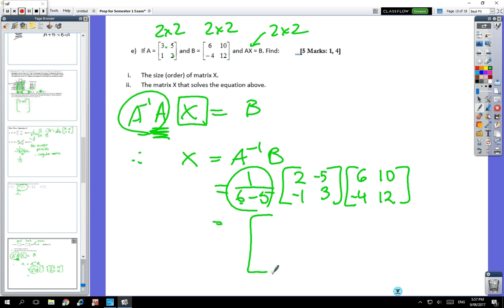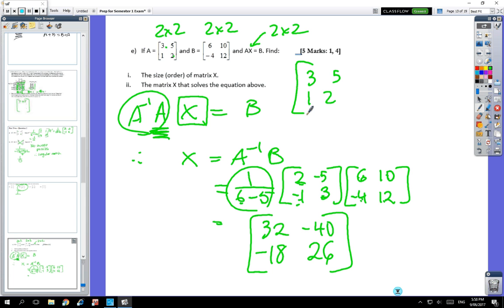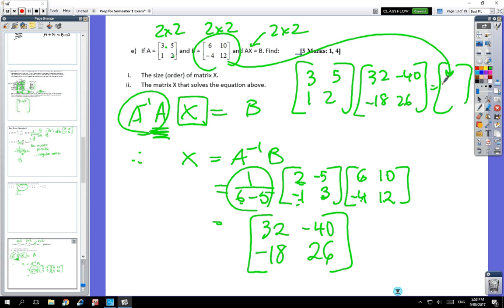Okay, so then we've just got to do our multiply. So 2 times 6 is 12. 12 plus 20 is 32. 20 minus 60 is minus 40. Minus 6 minus 12 is minus 18. Minus 10 plus 36 is 26. So basically, you don't have time to check, but if you had 3, 5, 1, 2 as matrix A, and then you stick matrix B, 32, minus 40, minus 18, 26, you would end up with that matrix there. But you don't have time to check, just hopefully you get it right on the day. Okay, let's move on.